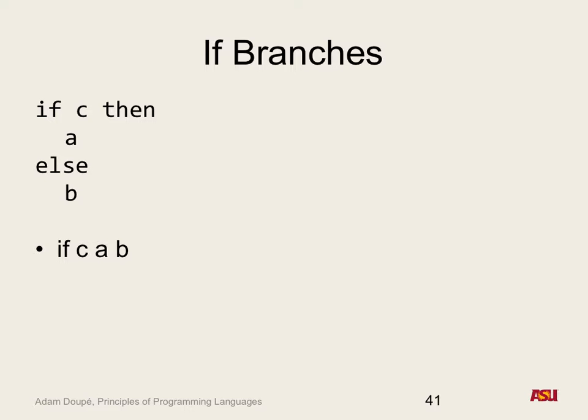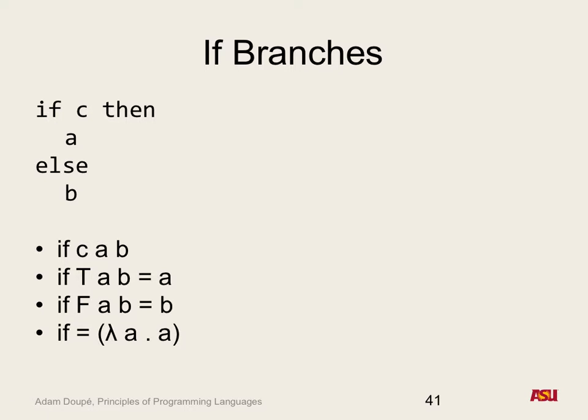So in this case, it should be taking three parameters, right? And depending on the condition, if the condition is true, it should return which parameter? The second one, A in this case. And if the condition is false, which one should it take? The third. So we want, essentially, if C is true, then return A, and if C is false, return B, right? This is the basic logic that we want from our if branches.